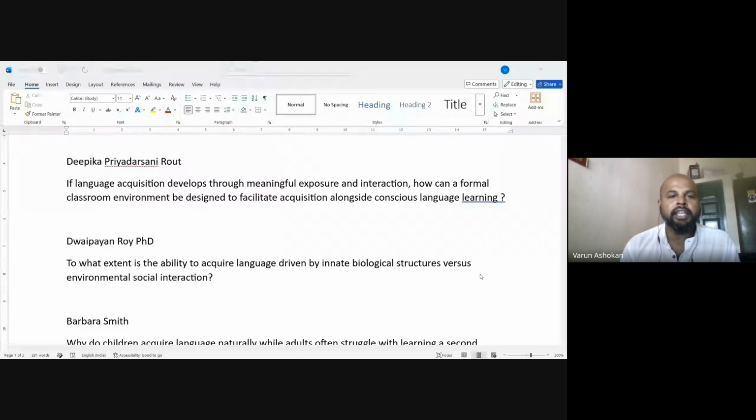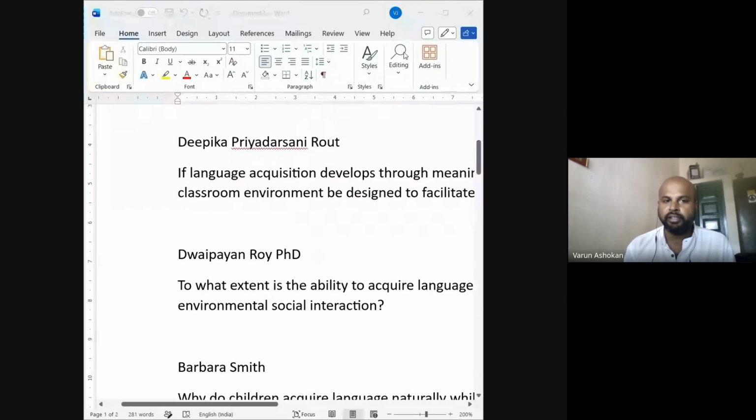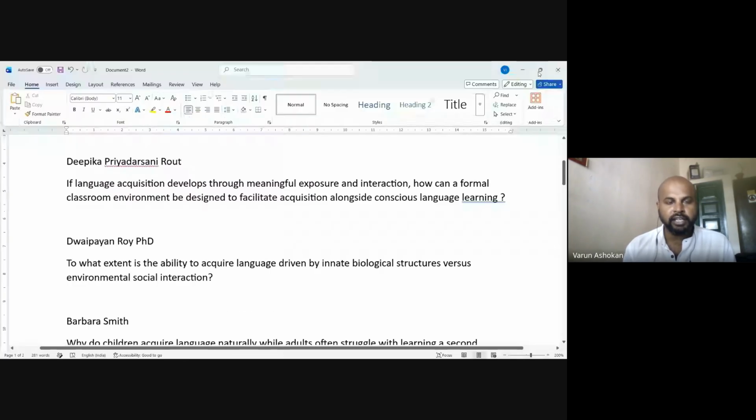Okay, fine. In the sense, a classroom environment also gives a meaningful experience. So this is the question, right? How to facilitate acquisition alongside conscious language learning. See, there is a difference. We should understand acquisition happens in a very natural environment without much effort. Language learning happens in a restricted environment. There, the child learns grammar rules, sometimes vocabulary, and parallelly we use the language also in the classroom.